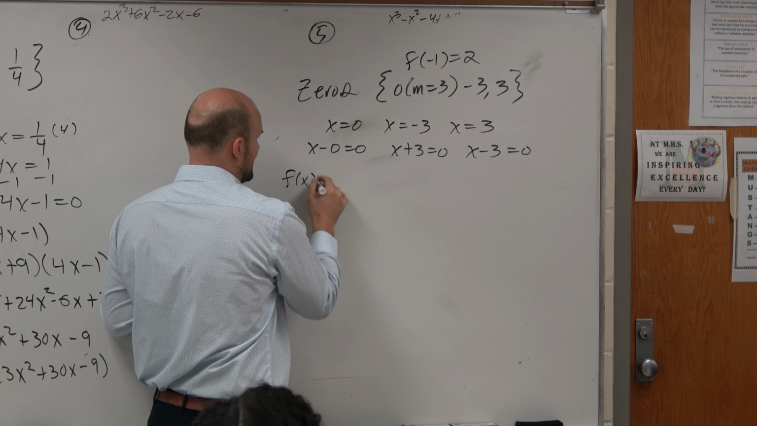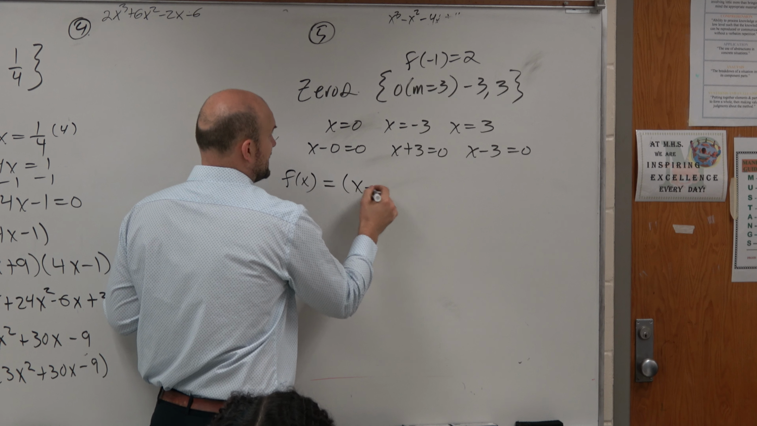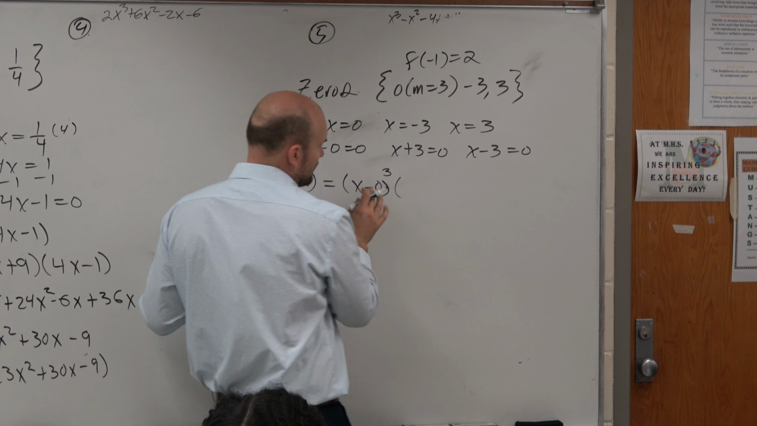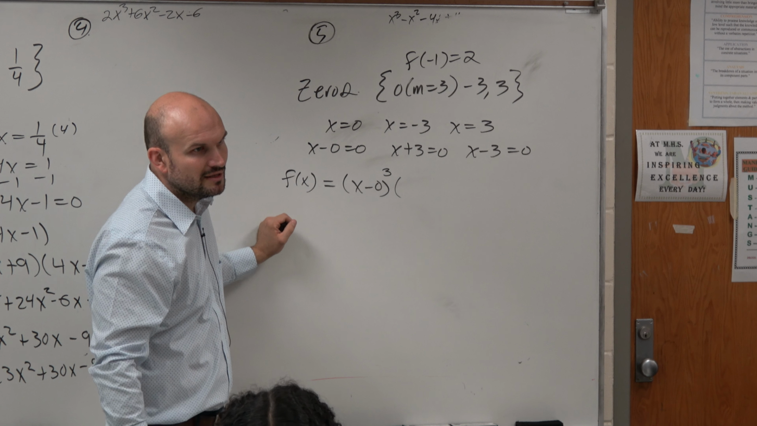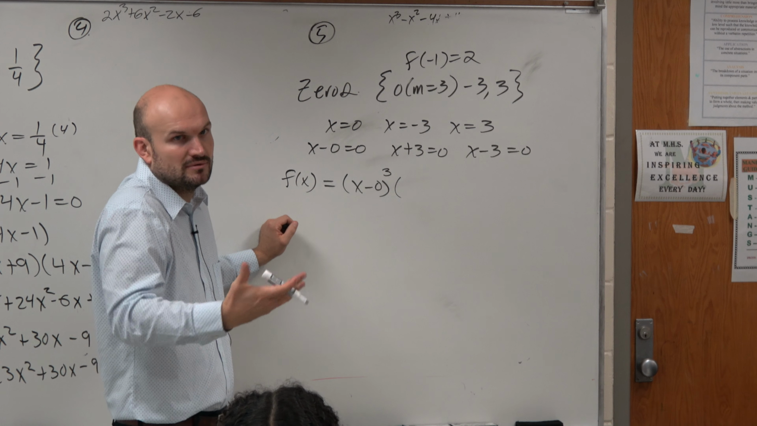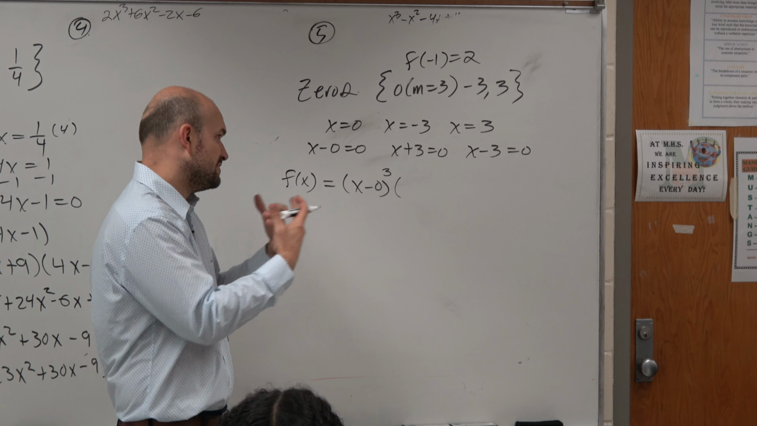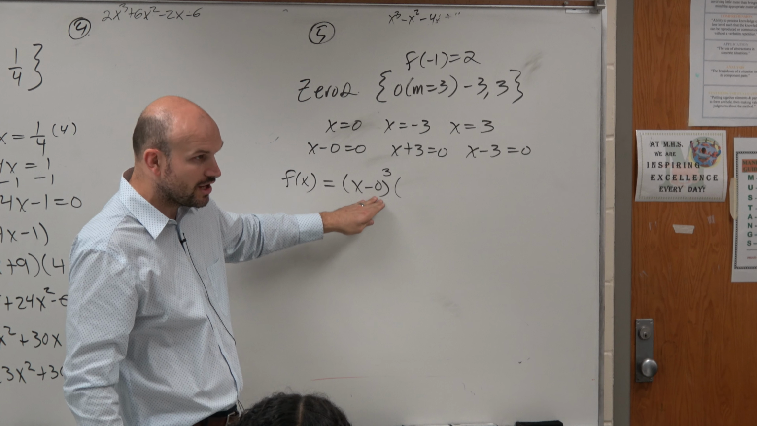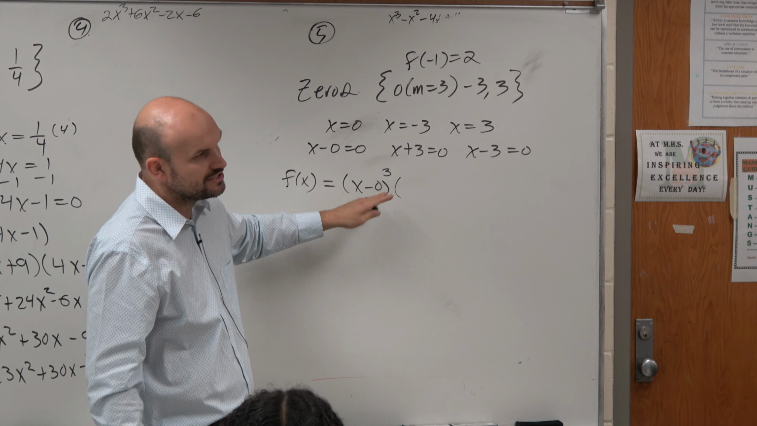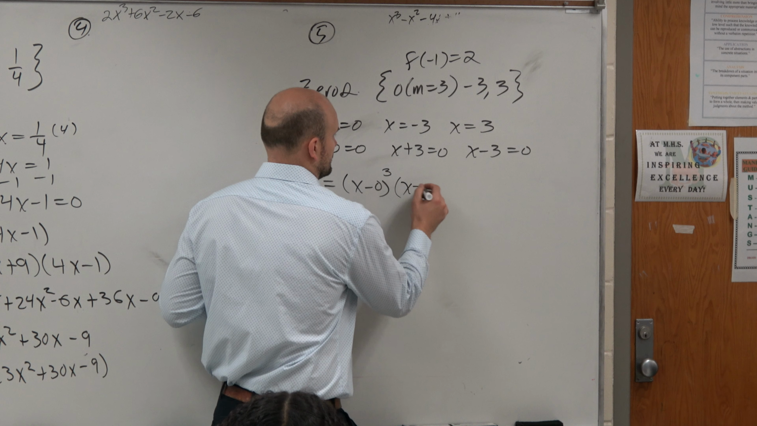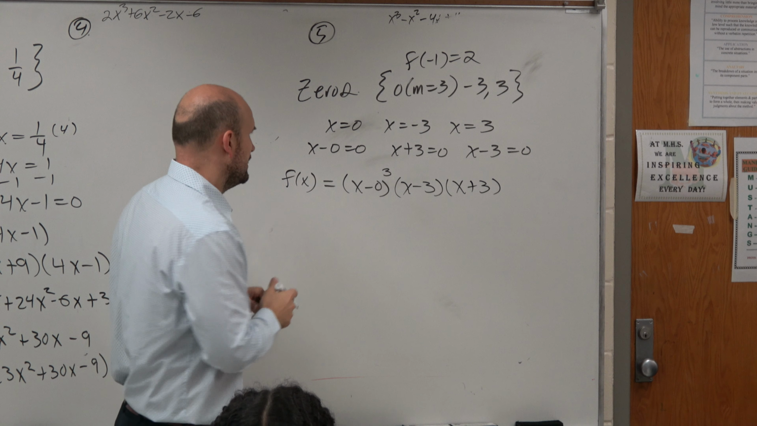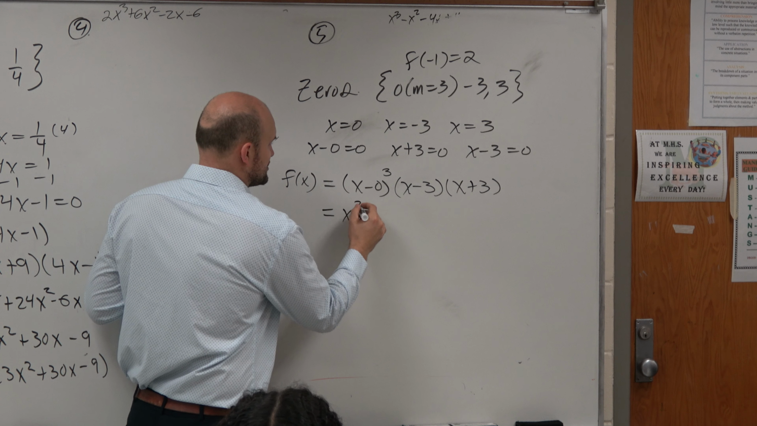So I have my f of x. This is really x minus 0 to the third power. Now, again, nobody's really going to write x minus 0 to the third power, because we'd just simplify that to x cubed, right? But when you see x cubed, it really has a 0 with a multiplicity of 3. All right. So this becomes x cubed.